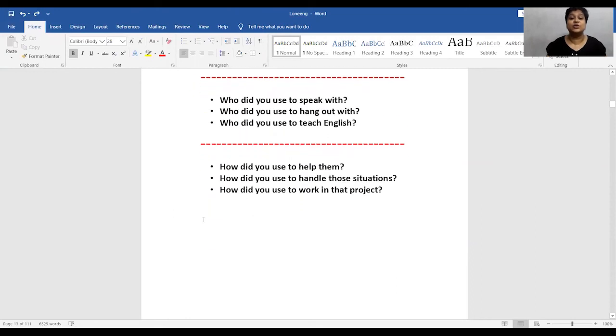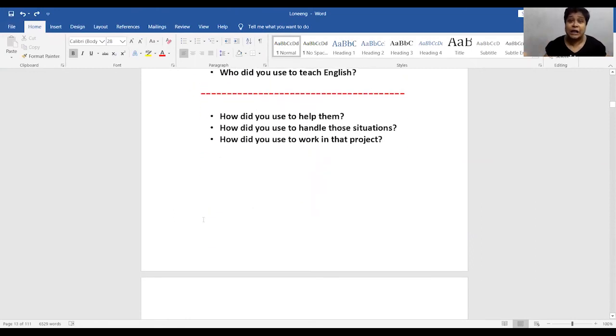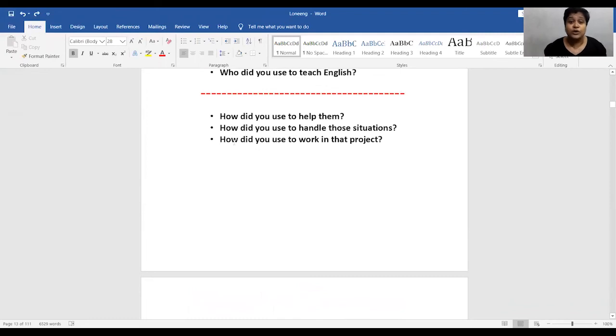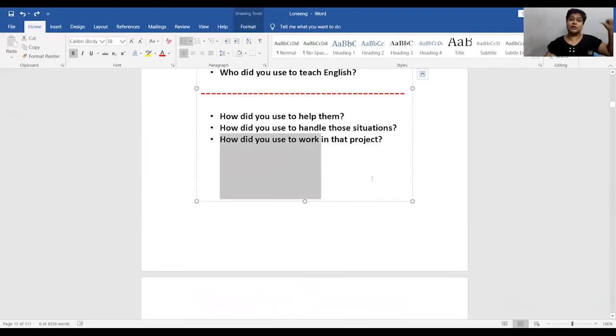Let's take a look at sentences using the word how. How did you used to help them? How did you used to handle those situations? How did you used to work in that project? So, these again are in depth, with who, what, where, how, together with did, the verb use in the base form, and then the infinitive verb followed by nouns, pronouns, it could be anything. We will get into that later, but for now, I want you to focus on this part: the part that has who, and then did, and then the subject, and then use, and then the verb in the infinitive form. Okay?